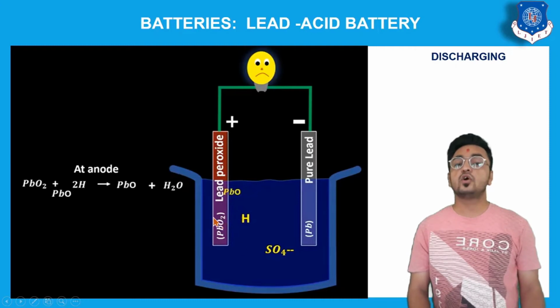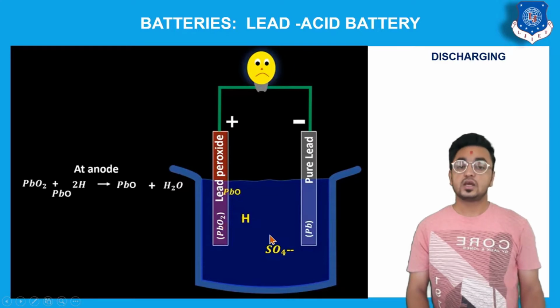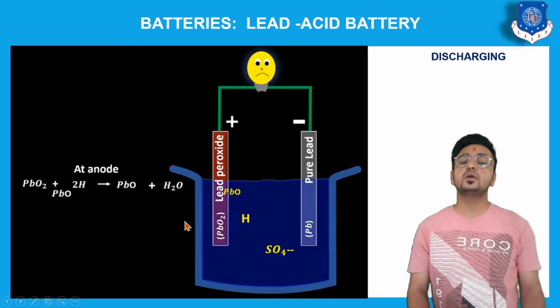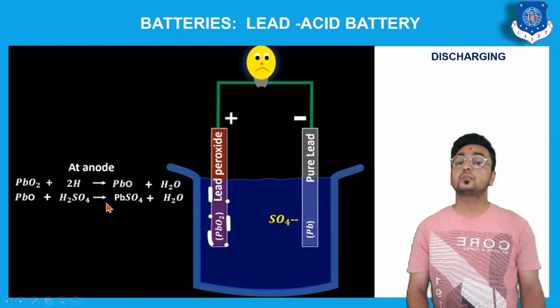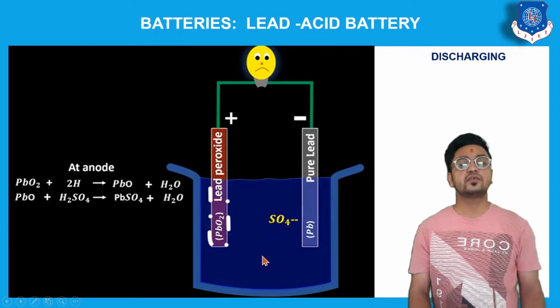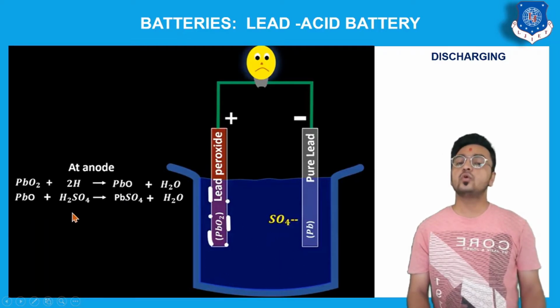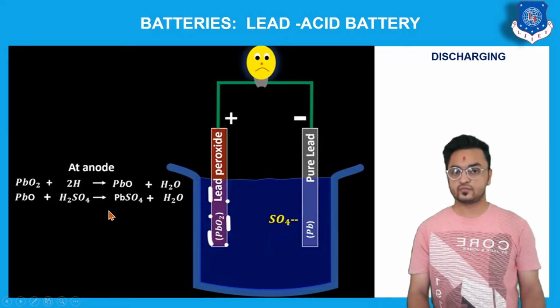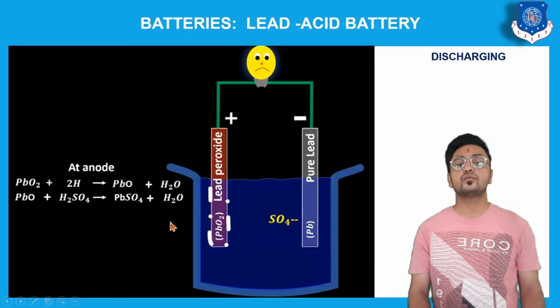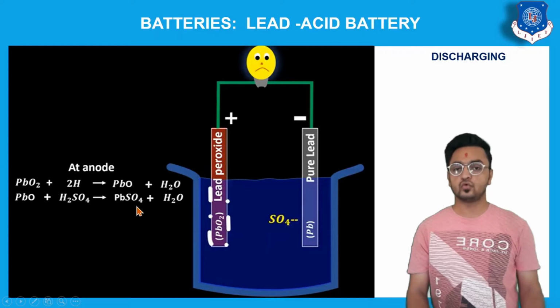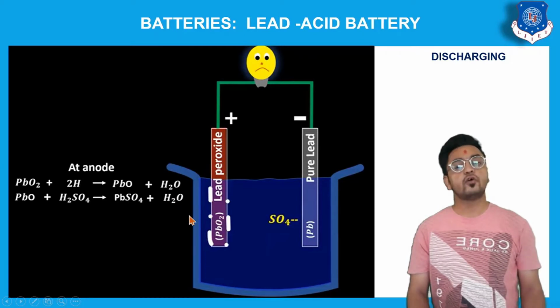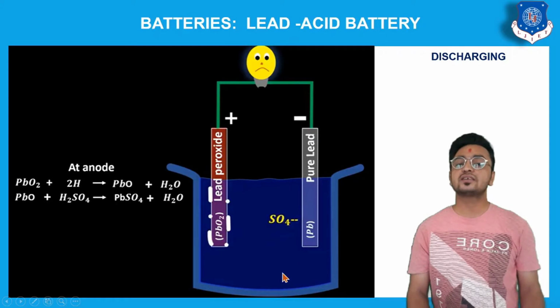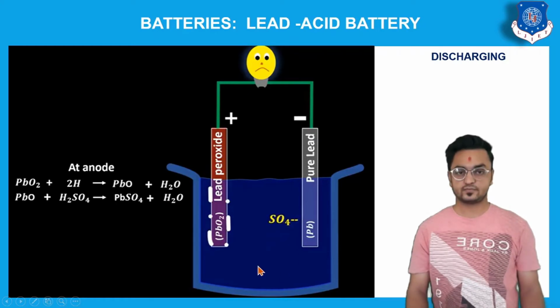That means water is added to the electrolyte. And once PbO forms, it will again react with the H2SO4 present in the liquid, and when this PbO reacts with H2SO4, it creates a PbSO4 compound. This whitish material is nothing but PbSO4, and it again releases water, so the amount of water in the electrolyte increases.